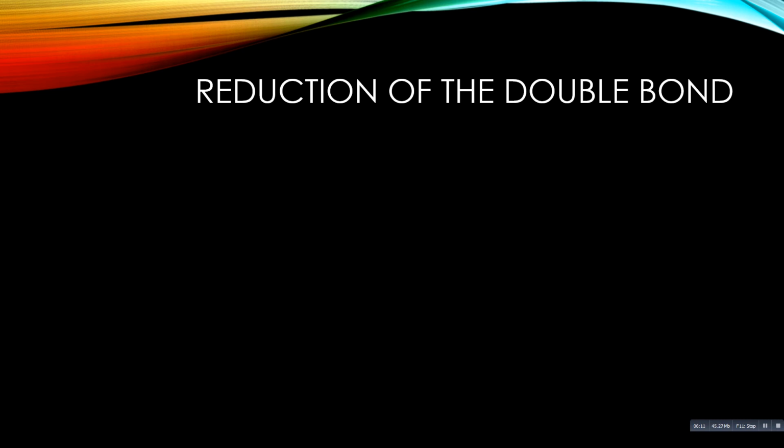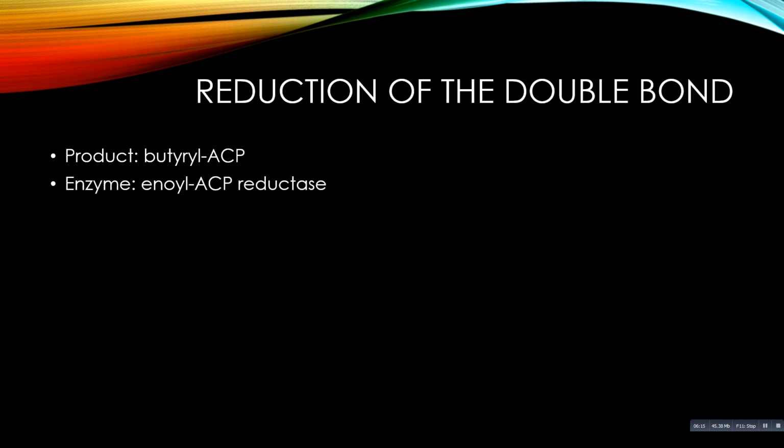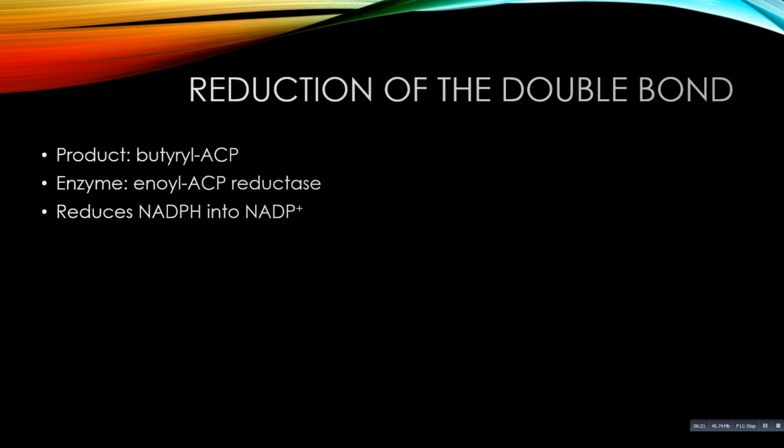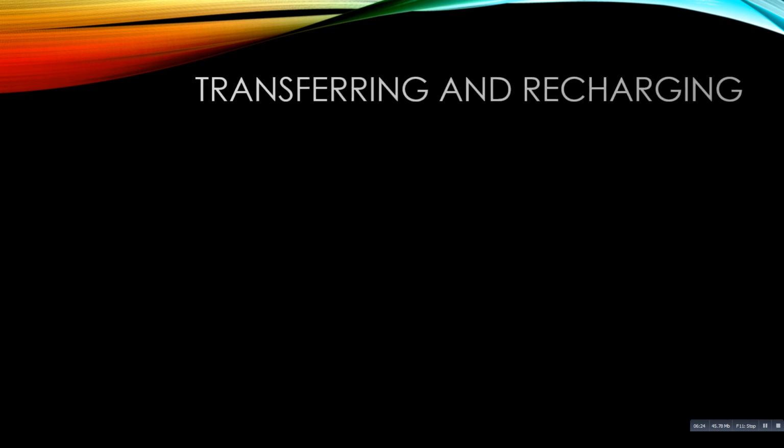Alright, the second reduction is reduction of the double bond, which produces a butyryl ACP, and the enzyme that does this is enoyl ACP reductase, and we also oxidize another NADPH to NADP+.